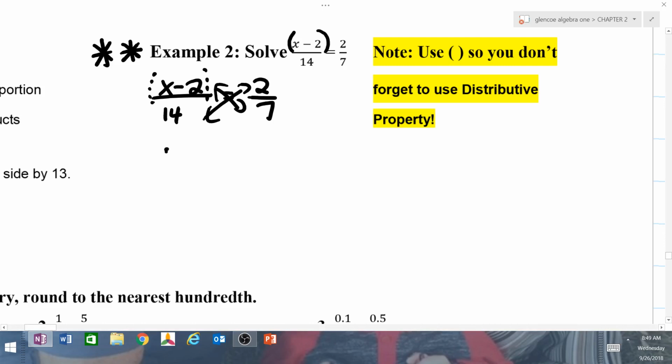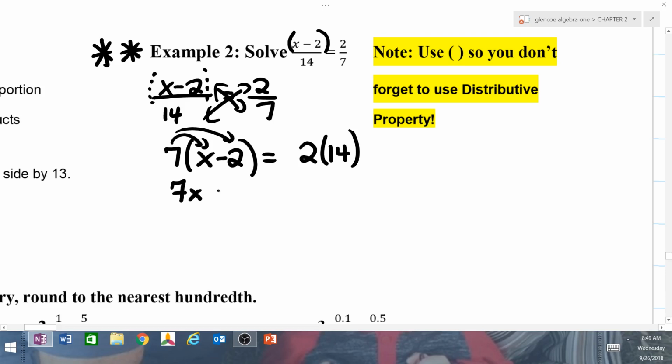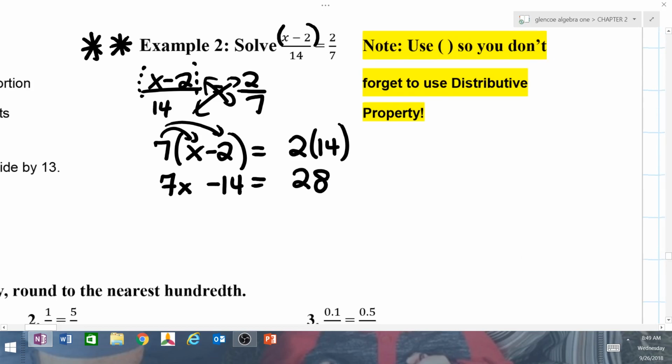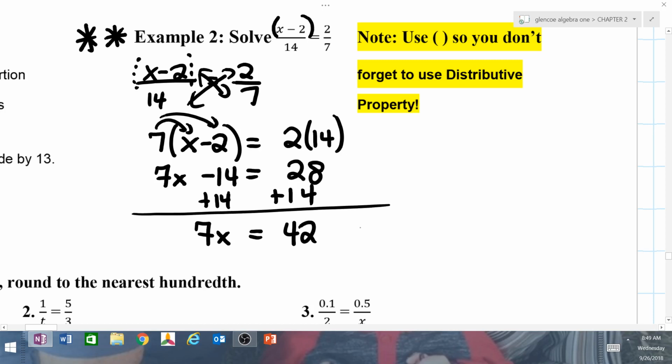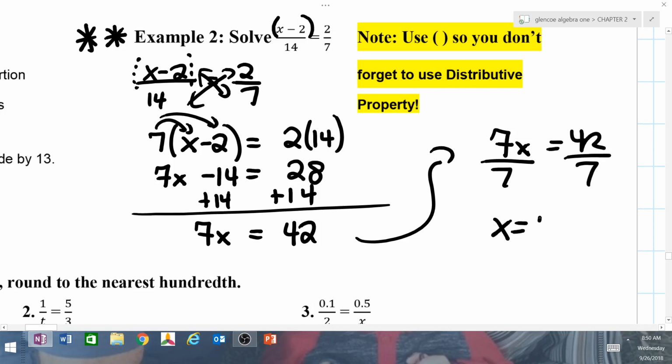So this would become 7 times the quantity x minus 2 equals 2 times 14, or 7x minus 14 equals 28. Are you all with me? Yes? Now what do I do to each side? Who knows? Add 14. Good job. What's 28 plus 14 give me? And I have 7x equals 42. We can all solve that. Divide each side by 7, and x equals 6.